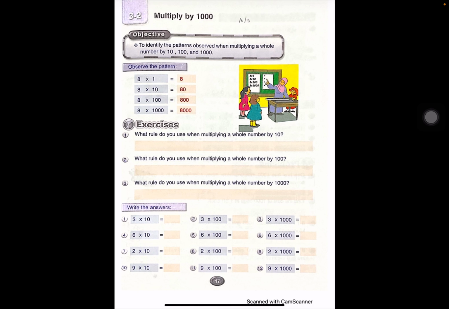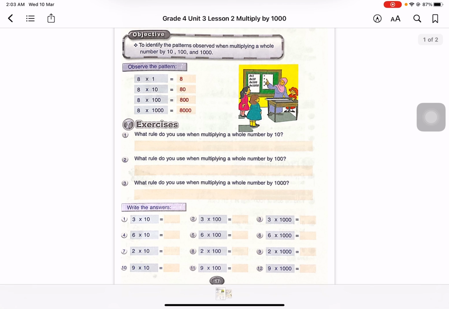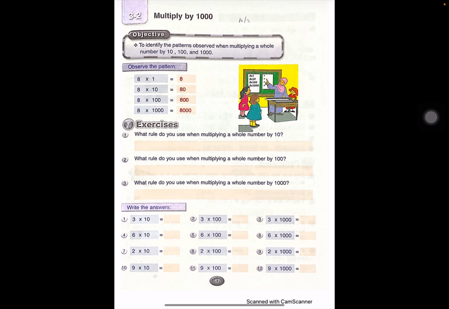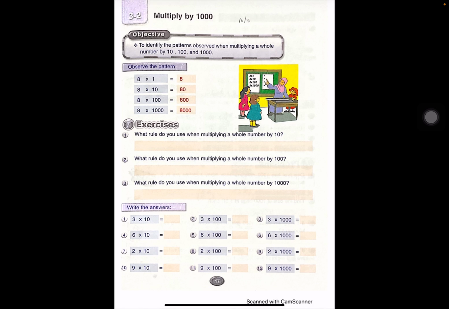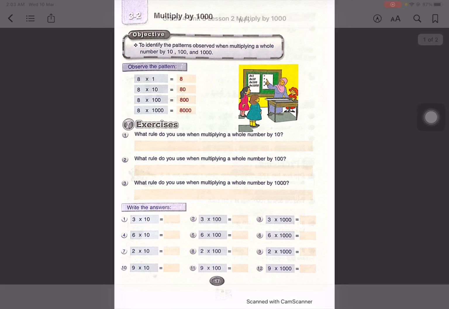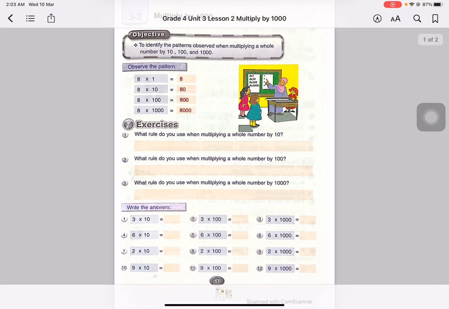So look at the product in each one of them. It's 8, 80, 800, 8000. It depends. You are multiplying by what? By 10, by 100, or by 1000, okay? So they said, let's do the rules for these things, okay?